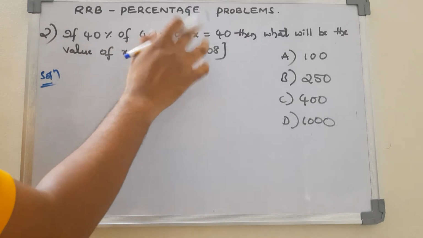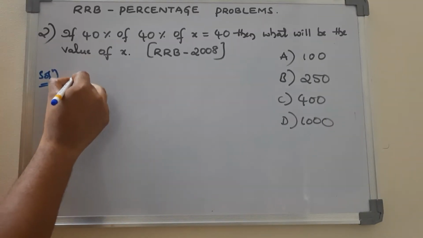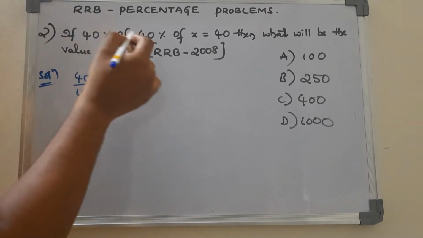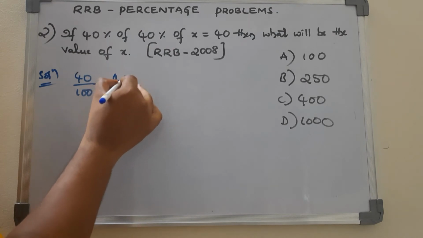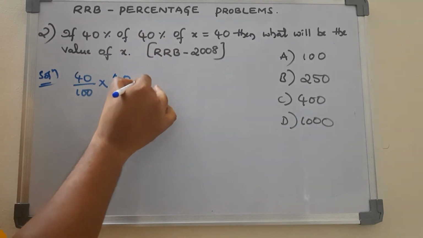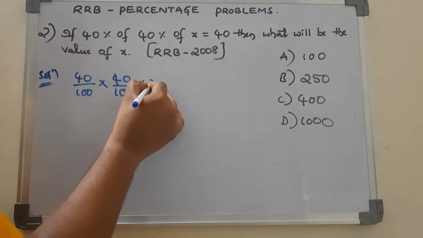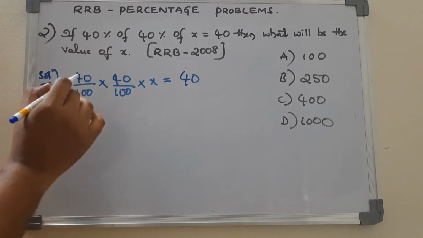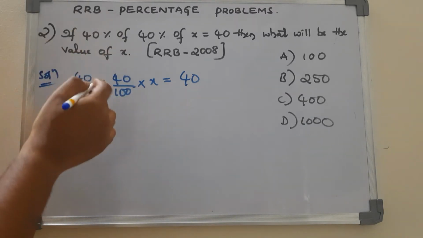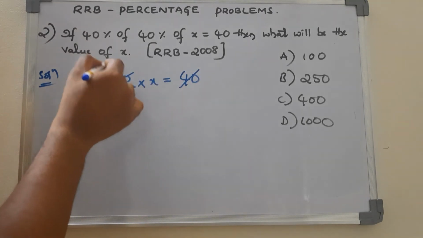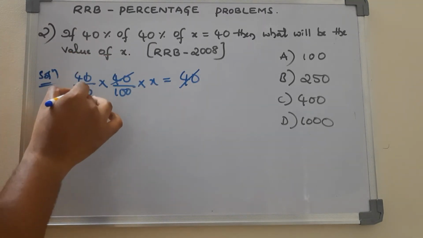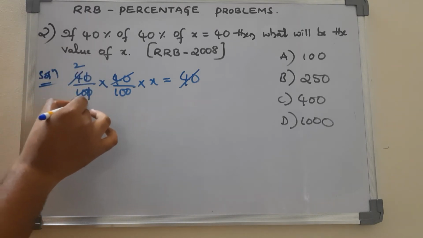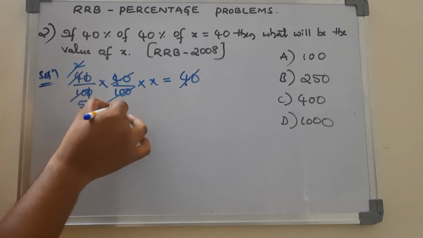40% of x, just write this 40%, that means 40 by 100, right? Of, that means into x, is equal to 40. Okay, just cancel the numbers. 40 is cancelled and zero is cancelled. We get 2 2s are 4, 2 5s are 10, 2 50s are 100.